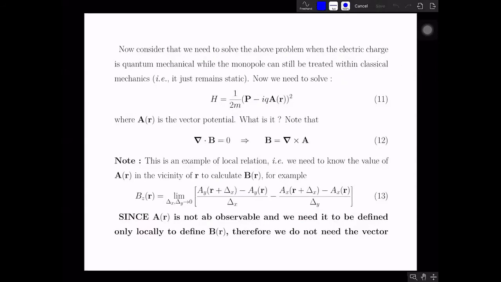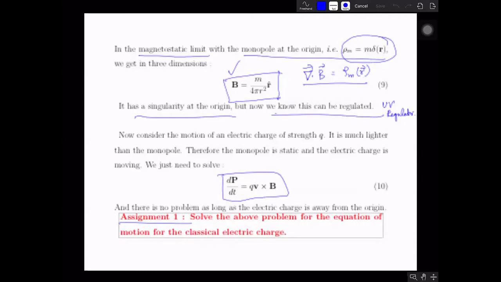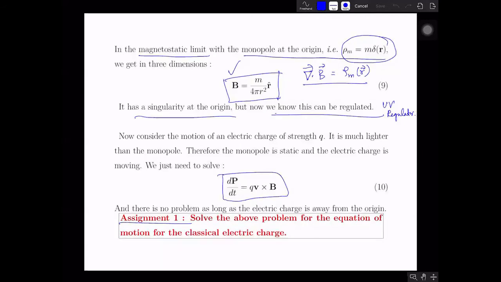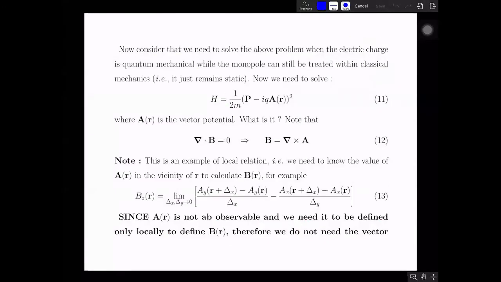But what we are going to be interested in is the situation, but let me just point out that there is absolutely no problem in taking this magnetic field and solving the motion of the electric charge in this fashion. Okay? But we are not interested in that. We want to understand what happens when the electric charge needs to be treated quantum mechanically. In other words, one has to invoke quantum mechanics to understand the motion of the electric charge.